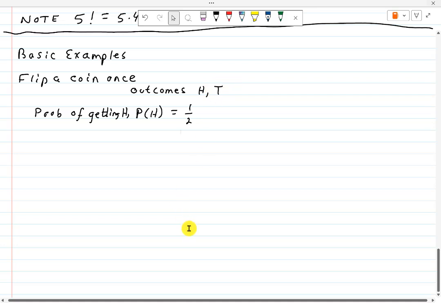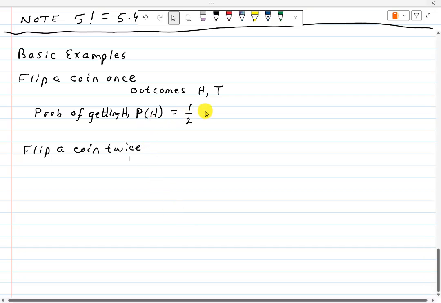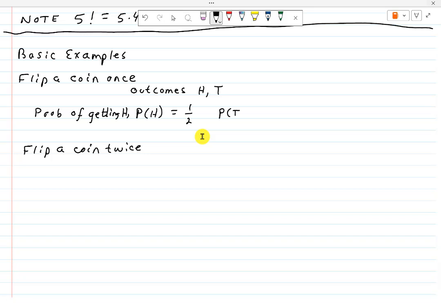Let's continue this. Let's flip a coin twice. And before I finish that part of it, you should make note too that the probability of getting tails is also 1/2. Whatever I say about heads, tails has the same information available to it. Now let's flip a coin twice. Let's take a look at our outcomes. Here, we could have had 2 heads, heads, tails, tails, heads, or tails, tails. So there's 4 possible outcomes.